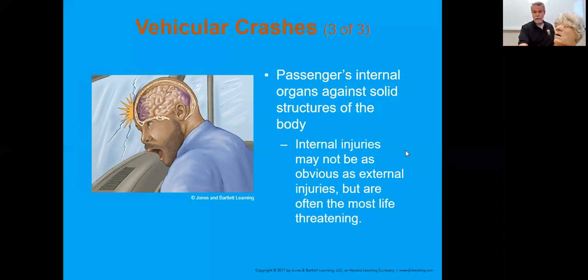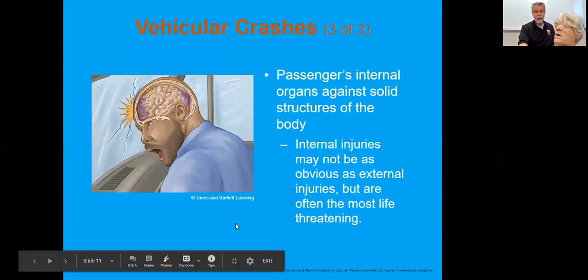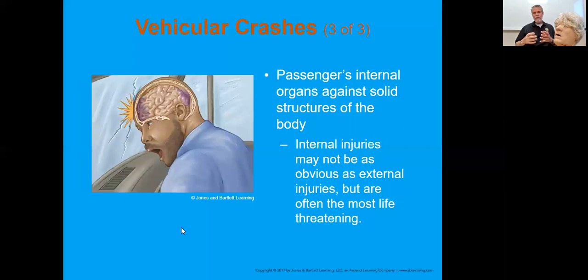Now, internal injuries are obviously not as obvious as external injuries, but again, we always want to address the most life-threatening need first. This is airway, breathing, circulation, those priorities that we're dealing with.